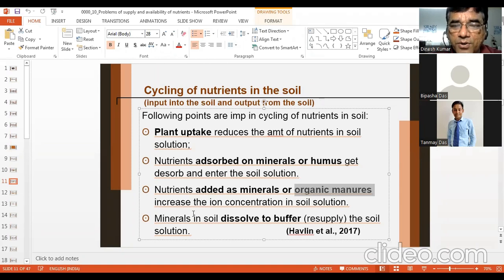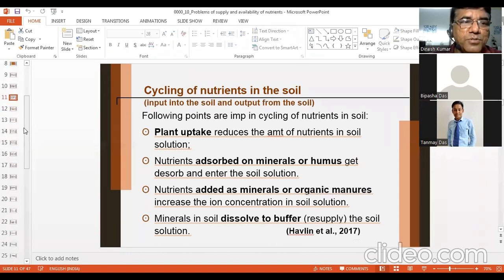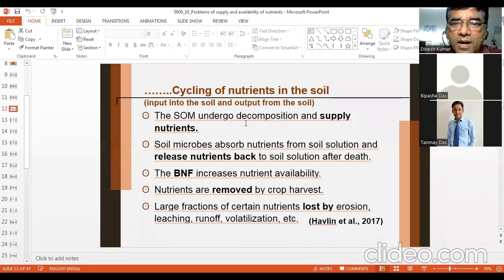Minerals in soil dissolve to buffer or resupply. Buffer means resupply here, the soil solution. So buffering of the soil solution is important here, and that can be buffered by fertilizers, organic sources, or exchangeable sites. The soil organic matter undergoes decomposition and supplies the nutrients.